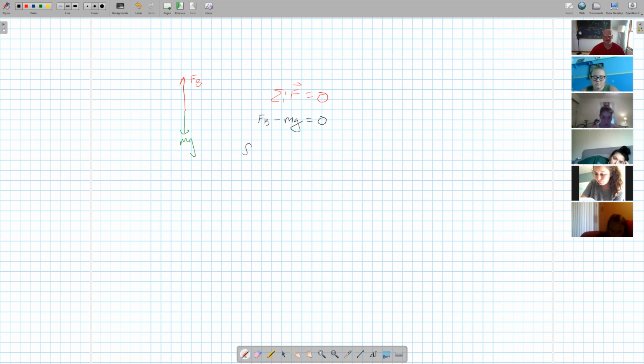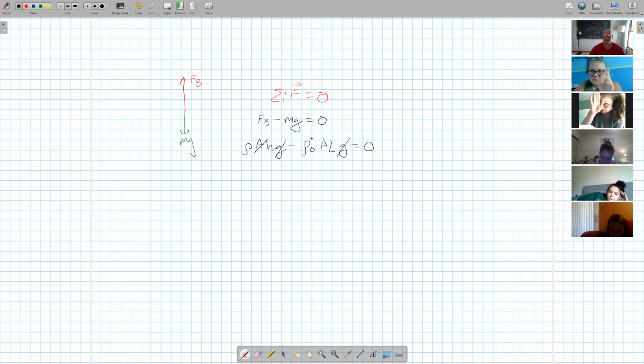The buoyant force we know is then the density of the fluid times the volume, which is going to be the cross-sectional area times h times g, minus then the mass of the object, which we're going to write as the density of the object times the volume of the object, which is going to be the same cross-sectional area, but times the length of the object, because that's the entire volume, times g is equal to 0. So the g's are the same, we cancel those. The a's are the same, we can cancel those. So we get rho times h minus rho 0 times l is equal to 0.